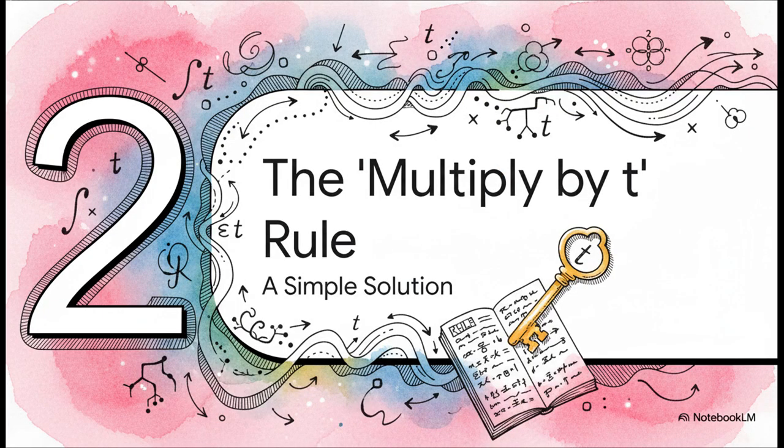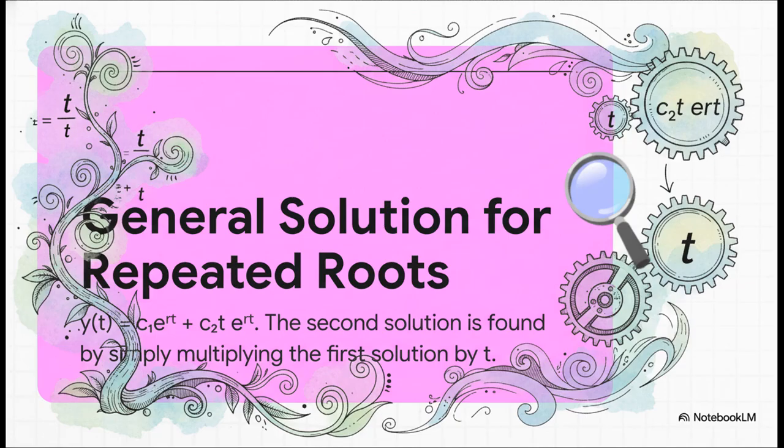So how do we conjure up this missing second solution? You might think it's some complicated, messy process, but nope. Turns out the fix is so simple, it's almost beautiful. And here it is. This is the whole trick. You take the solution you already have, that e to the rt, and you just multiply it by t. That's it. That simple act gives you your second independent solution. And with that, we have our complete general solution. C1 times the first solution plus C2 times our new one.